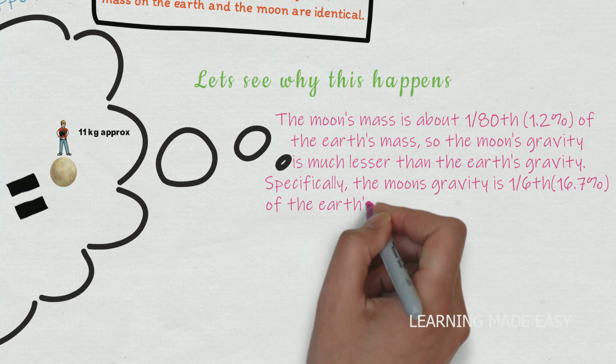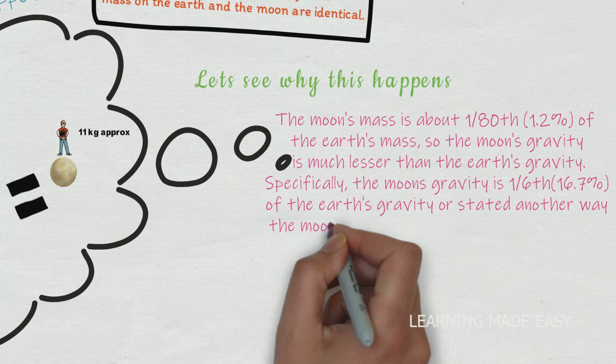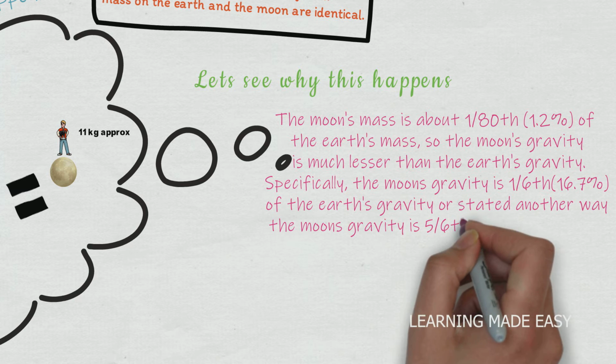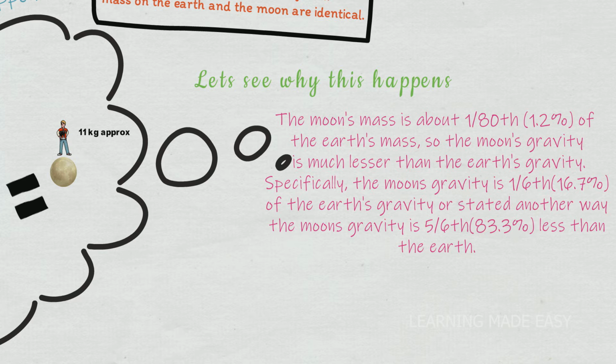Or, stated in another way, the Moon's gravity is 5 by 6, that means 83.3% less than the Earth. In simple words, the Moon is smaller than Earth and the mass of the Moon is much lesser than Earth's mass. Therefore, the gravity of the Moon is much lesser than the gravity of Earth. So we feel lighter on the Moon than on Earth.